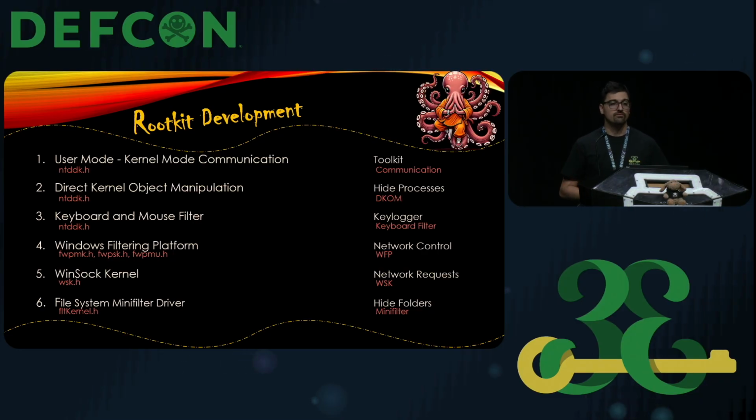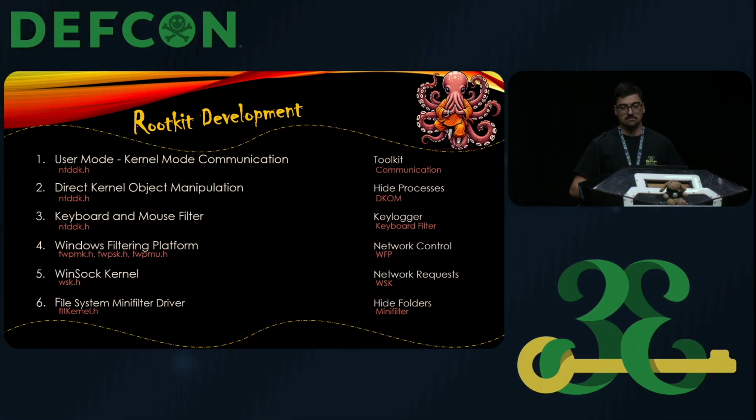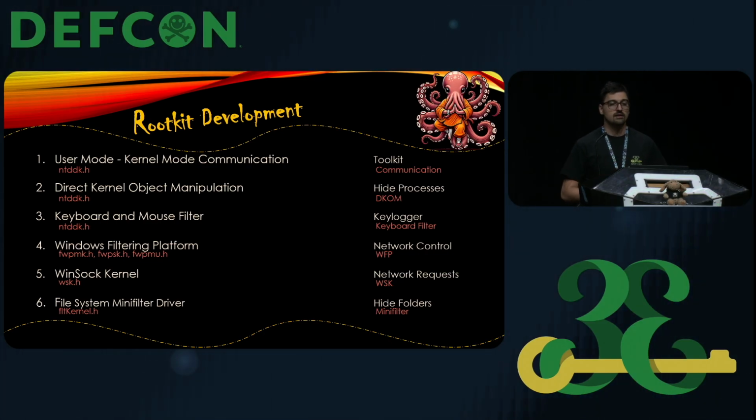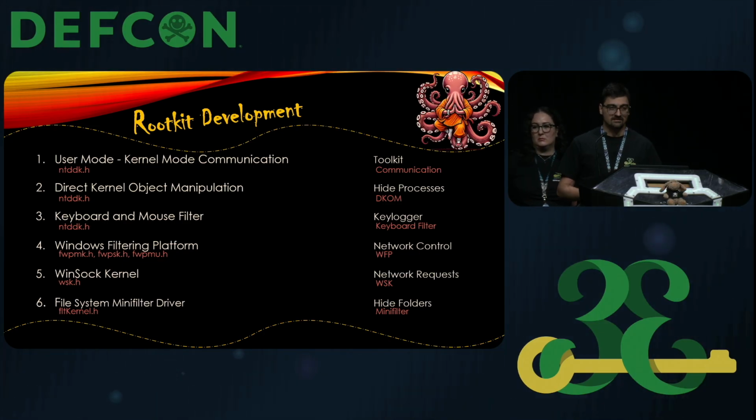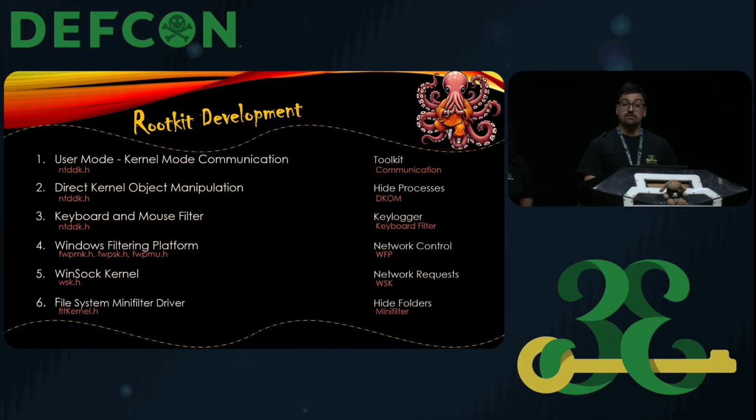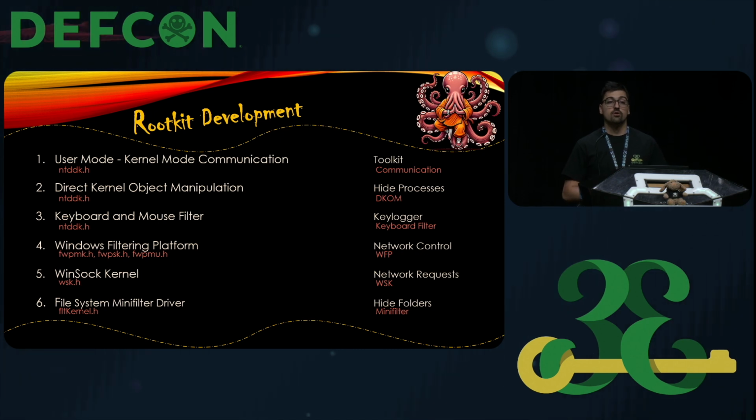Fourth, network filtering. By leveraging the Windows Filtering Platform technology, the rootkit can alter, block, and capture network traffic in real time. Fifth, kernel-level command and control manipulation.